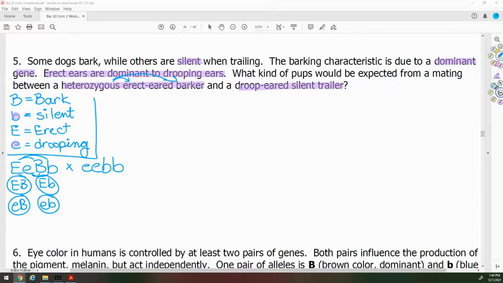For the other parent, because they only have little e's and little b's, all of the gametes are going to contain a little e and a little b. The next step is to place the gametes into a Punnett square to find out what kind of pups would be expected from this mating. So I put my one gamete from the one parent along one side of the Punnett square and the four gametes from the other parent along the other side.